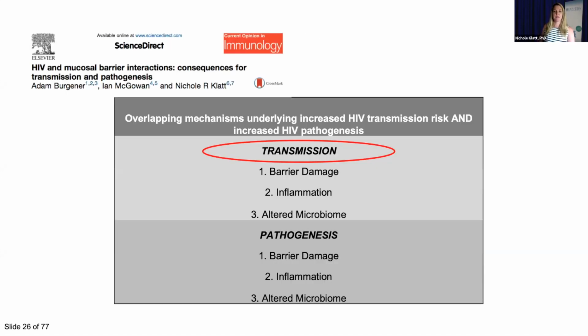So I like this slide highlighting that there are these overlapping mechanisms of pathogenesis and transmission. Obviously we just talked about pathogenesis. I hopefully have convinced you that an altered microbiome can cause inflammation through inflammatory cells like neutrophils that might lead to barrier damage because they're releasing proteases, which can then affect that barrier and cause microbial translocation. But there are similar roles in transmission that we're going to talk about now.